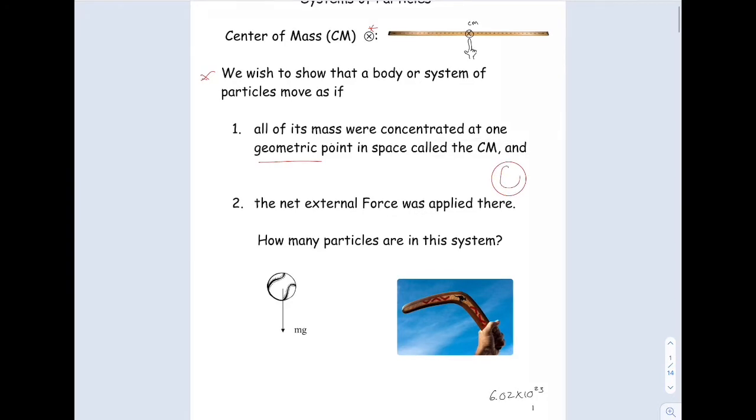Put one of those, like a donut. The center of mass is in the middle. It's not even on the object. Down here, I have a boomerang. The center of mass isn't even on the object. So it's a geometric point. All right, so we want to show that a body or a system of particles moves as if two things are true: that all the mass is concentrated at that one point called the center of mass, and that the body acts as if the net external force was applied at that point.